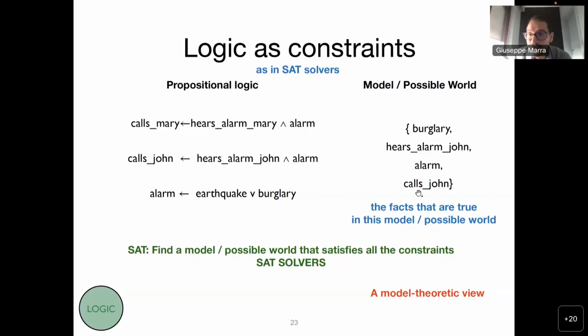So when you have logic as constraints, what you look for are models of the theory, which is what SAT solvers usually do, and what the SAT problem is about: finding models, that is, assignments to variables given the constraints. This is the model theoretic view that we have on logic.